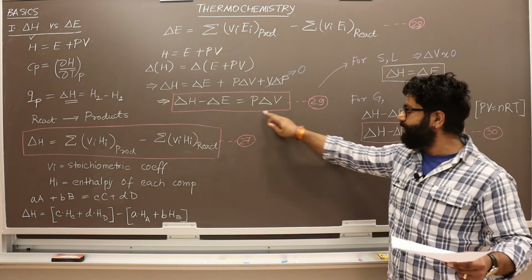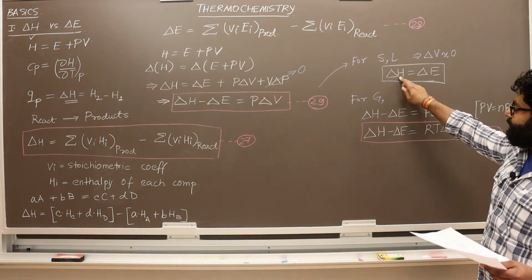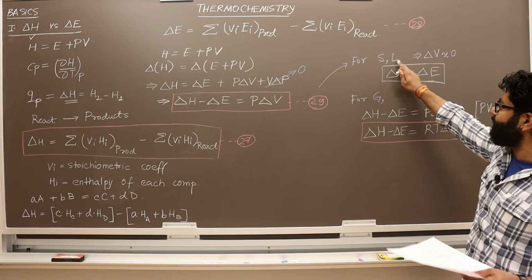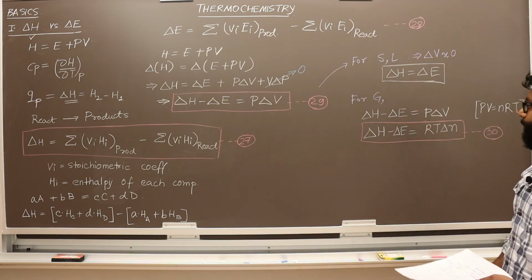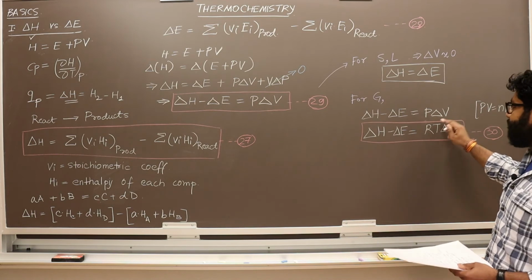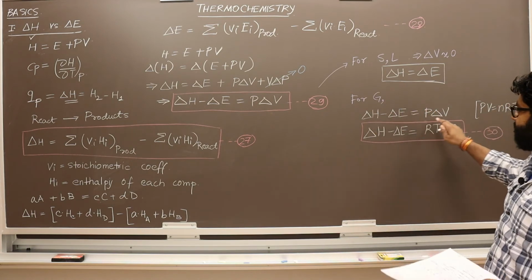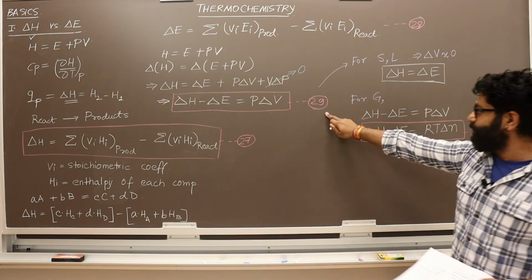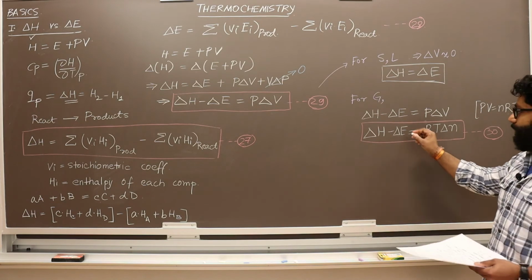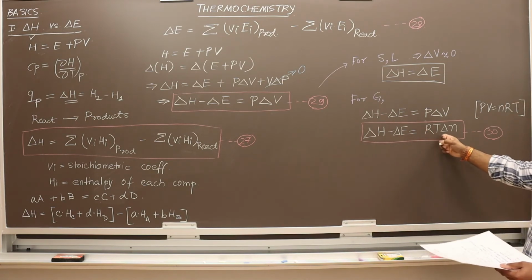So for solids and liquids, the change in volume is not a big quantity, it's almost equal to 0. Therefore, this whole term becomes 0, and the enthalpy change is equal to the internal energy change for solids and liquids, the condensed phases. But for gases, there is a considerable amount of change in volume. So we can calculate delta H minus delta E for gases using equation number 29, but we can also find the difference between the enthalpy and the internal energy using this equation.